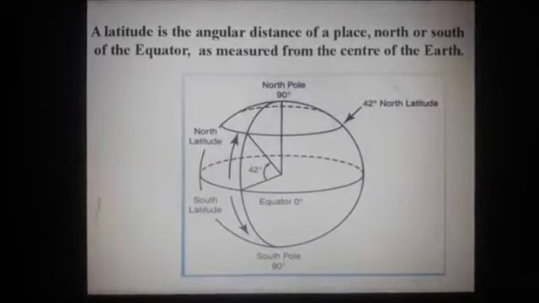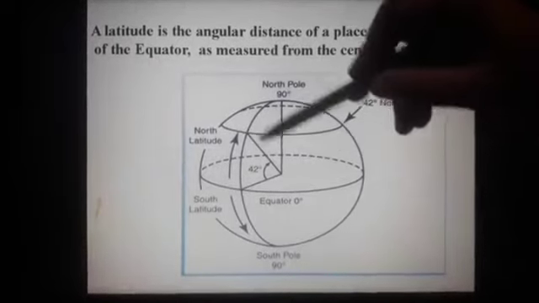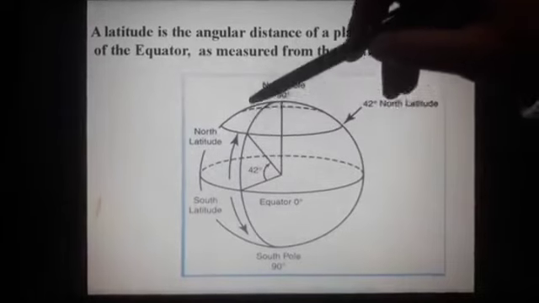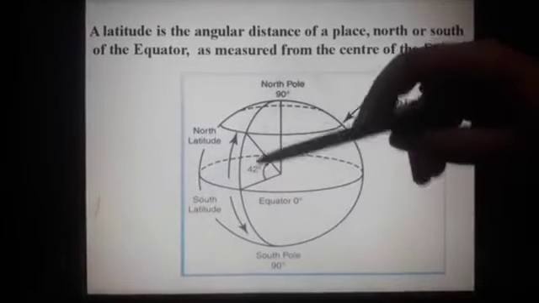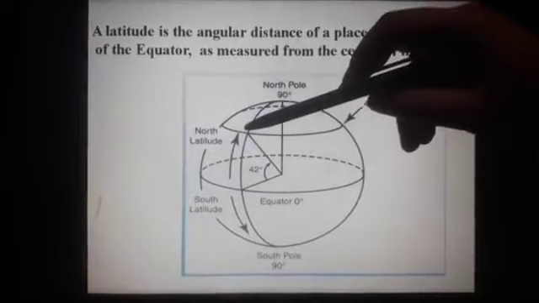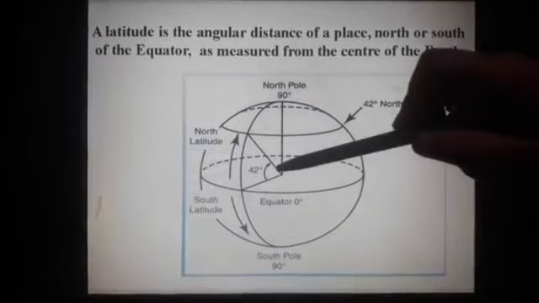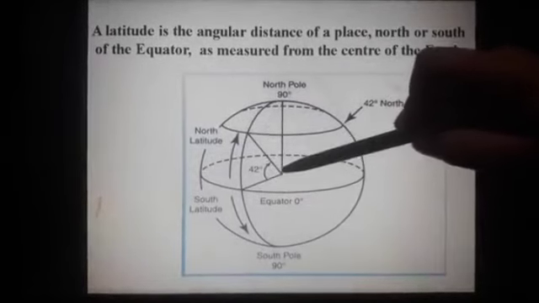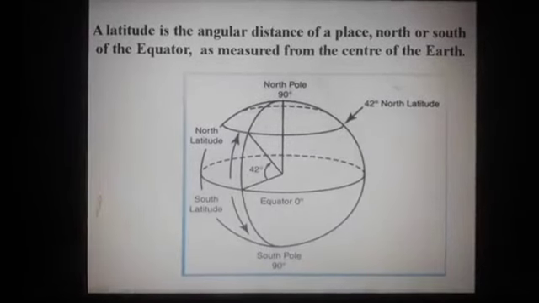So what is a latitude? Again I am saying, the latitude is the angular distance of a place north or south of the equator. You can see the northern side, right? And this is measured from the center of the earth. The angle arises from the center of the earth.